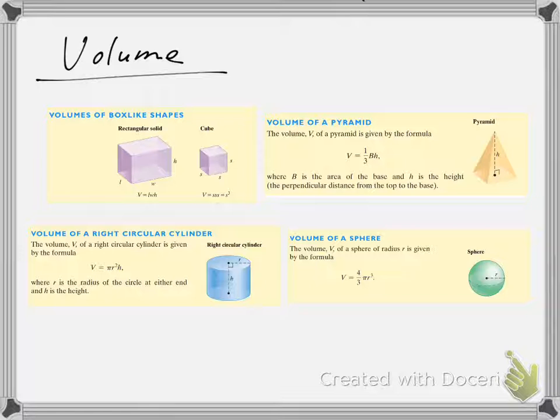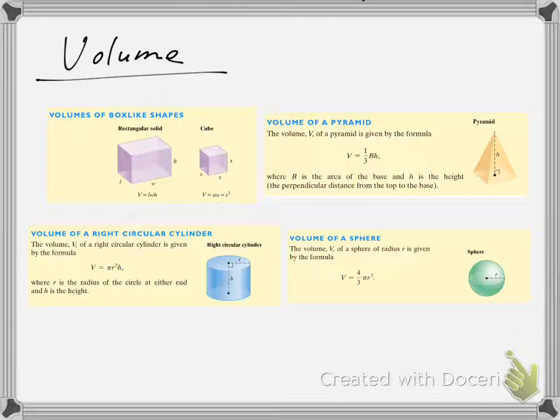Now let's look at a right circular cylinder. So where you've got a circular base. Here's your circular base down in here. Right? Kind of see that? So basically, it's pi times the radius squared, that's the radius, times the height is the volume.